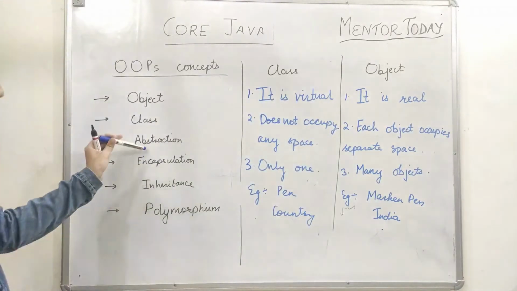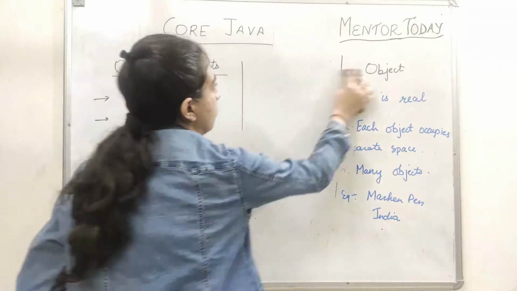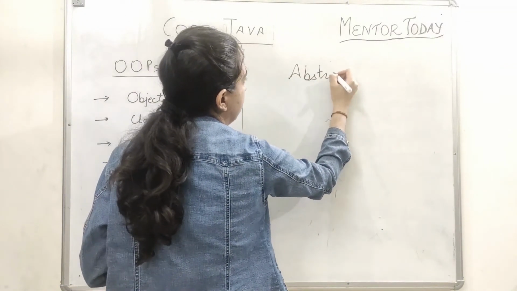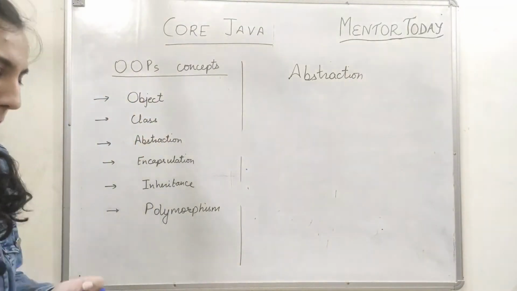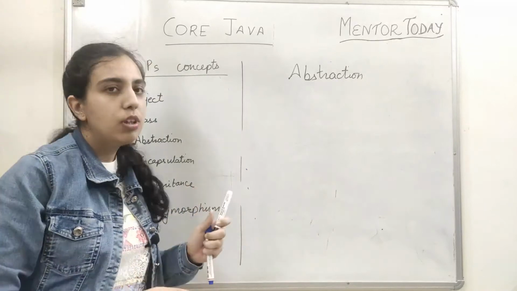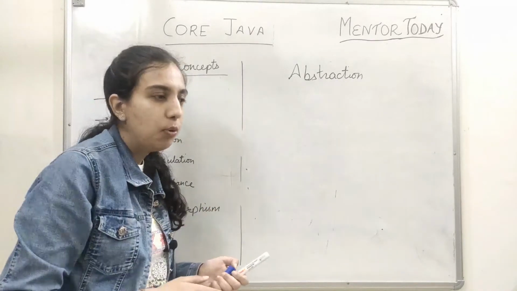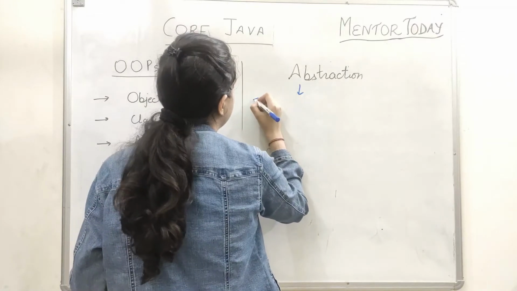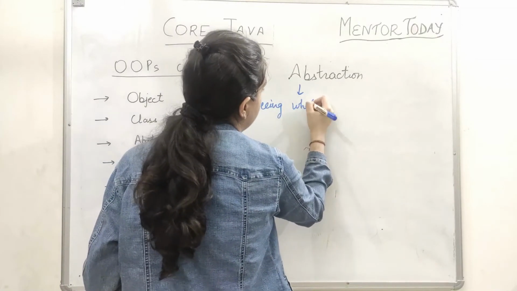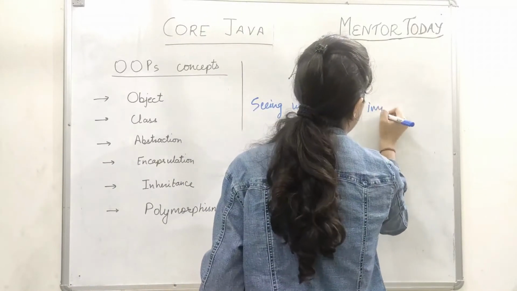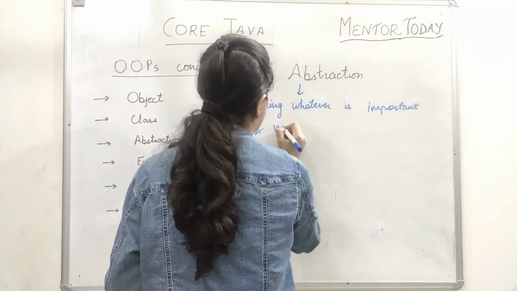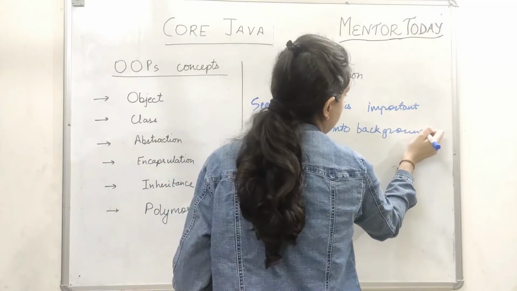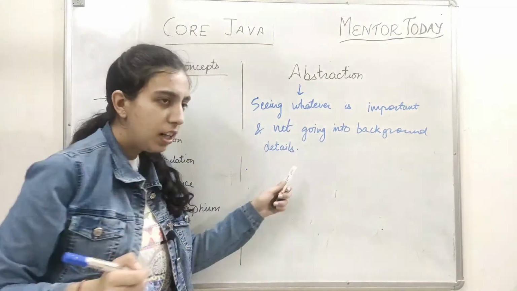Now we'll move on to our next concept called abstraction. Abstraction is a concept in which we only discuss whatever we have in the program, and we don't go into the background details. I'll give you an example for abstraction.